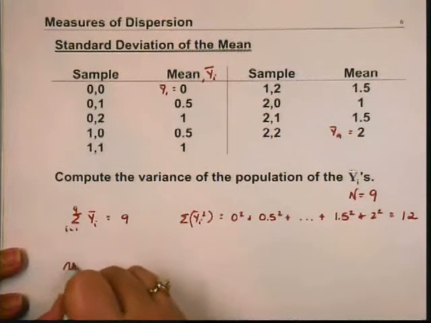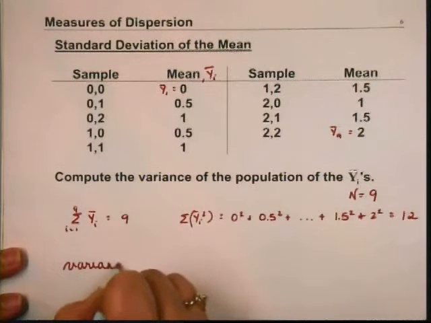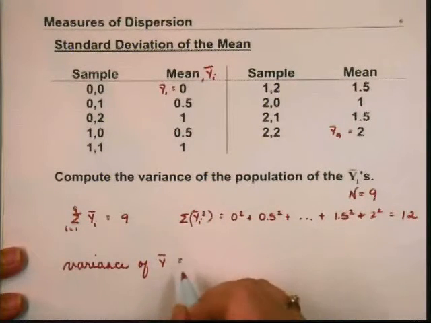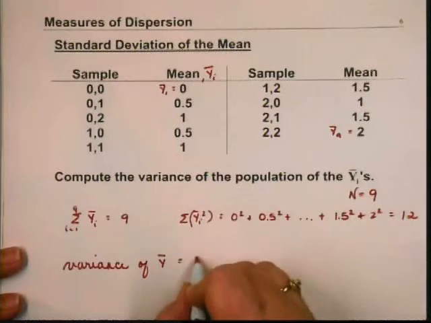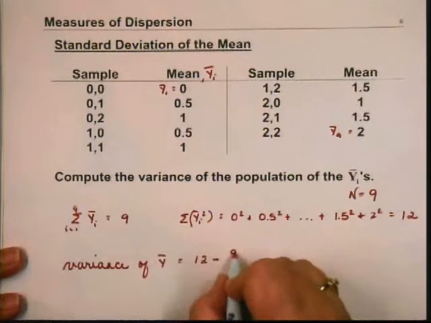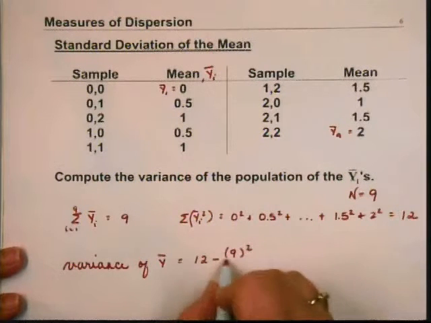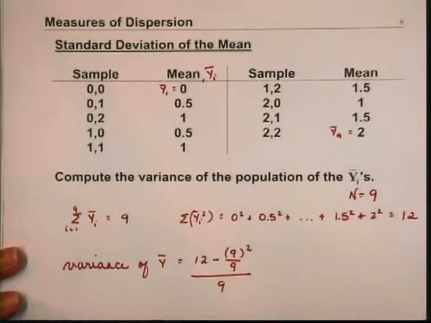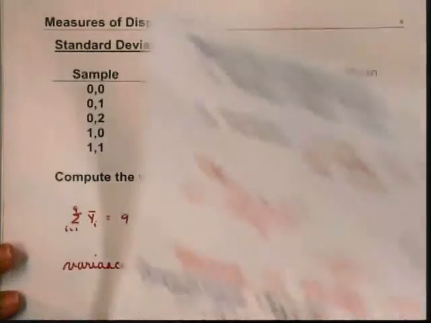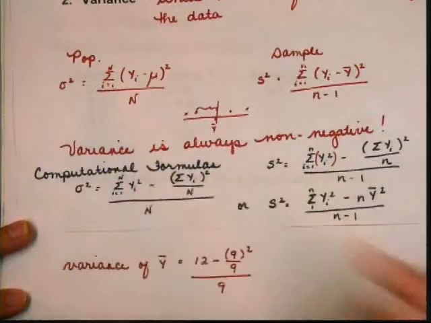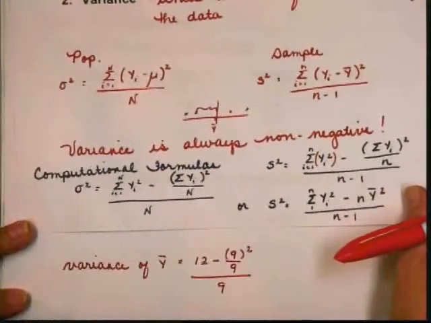So if I want to talk about the variance of y bar, it's going to be equal to the sum of the squared values, 12, minus the sum of the values, 9, squared, divided by capital N, which is 9, divided by capital N, which is 9. So I'm using this computational formula right here. My data are y bars instead of y's. Everybody with me on that?